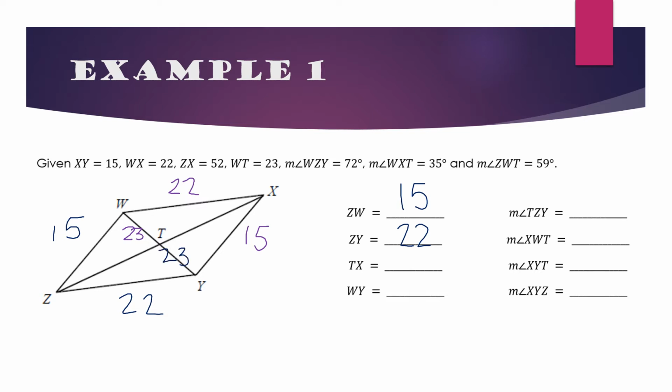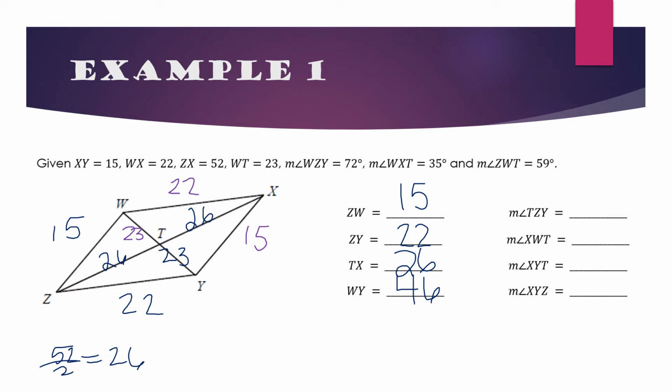And then we were told that XZ, or ZX, was 52. So that's the whole length. If we cut that in half, 52 divided by 2 is going to be 26. So that means that ZT is 26, and so is TX. So we're asked for TX, so that would be 26. And they also ask us for WY, which is the length of the entire diagonal, because each piece is 23, then 23 plus 23 would be 46. So that's how you find all of the segments within a parallelogram.